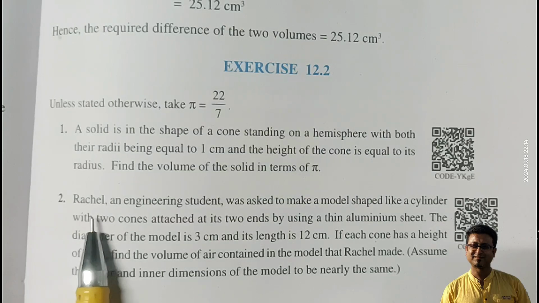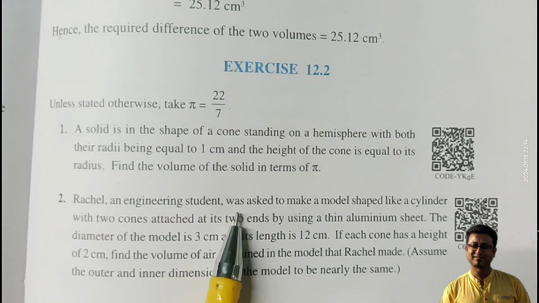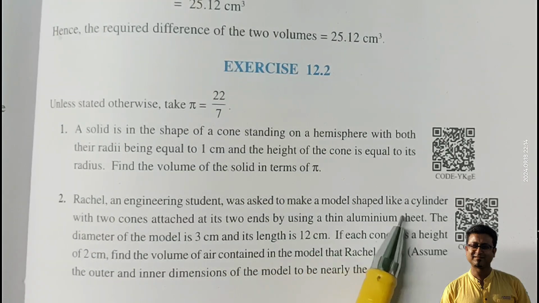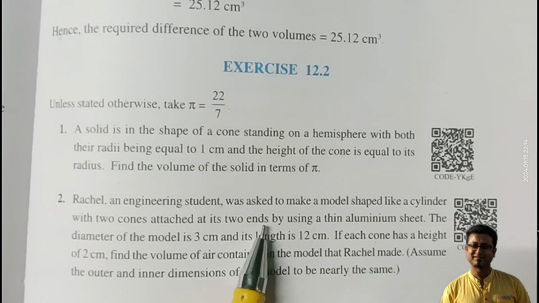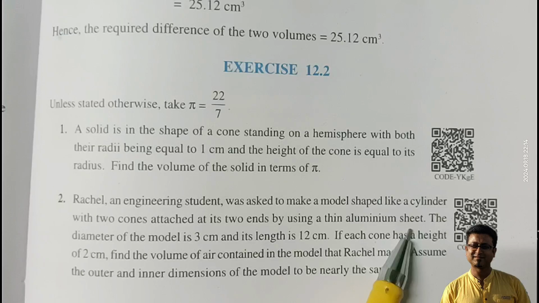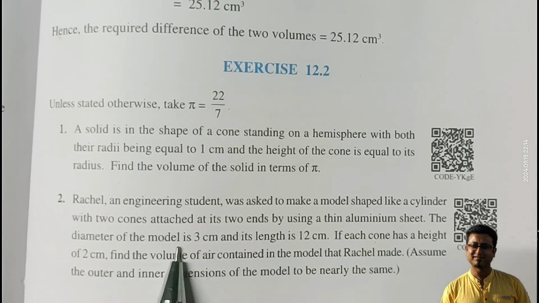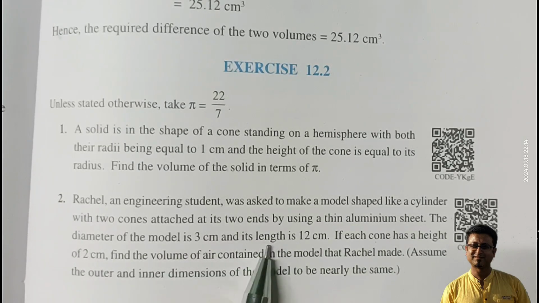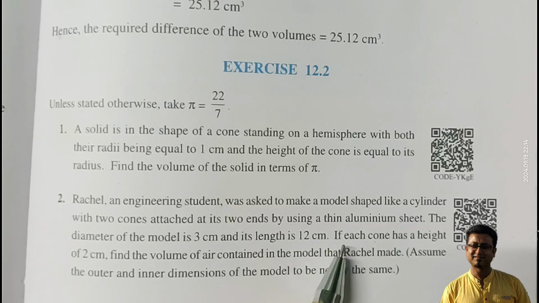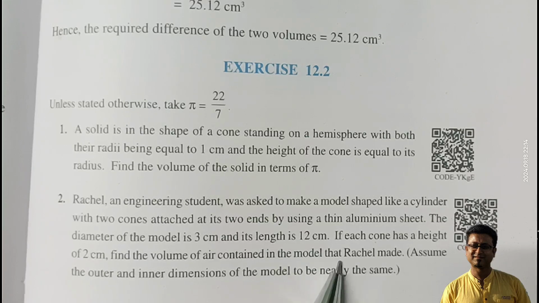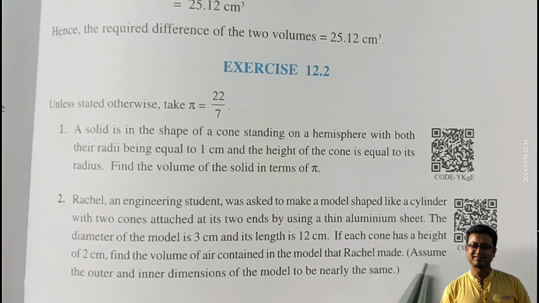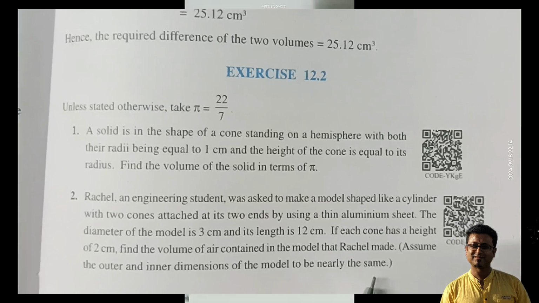Question number 2. Rachel, an engineering student, was asked to make a model shaped like a cylinder with two cones attached at its two ends by using a thin aluminum sheet. The diameter of the model is 3 cm and its length is 12 cm. If each cone has a height of 2 cm, find the volume of air contained in the model that Rachel made. We have to assume that the outer and inner dimensions of the model to be nearly the same.